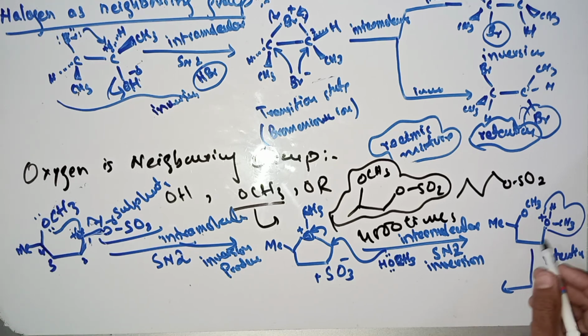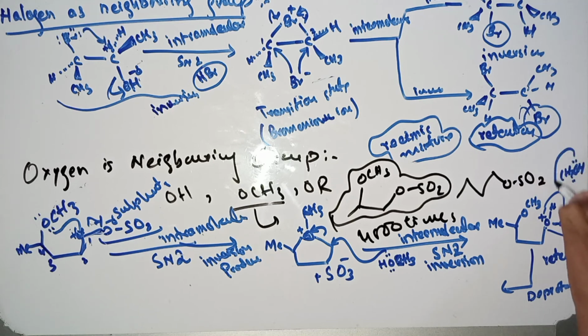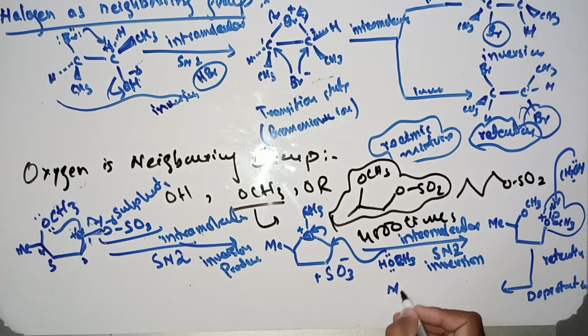But after this step, deprotonation will occur. The solvent will attack again and deprotonate this system. It means the solvent, CH3OH, will attack on this hydrogen. It will remove the hydrogen as a proton. So the final product produced will be OCH3.